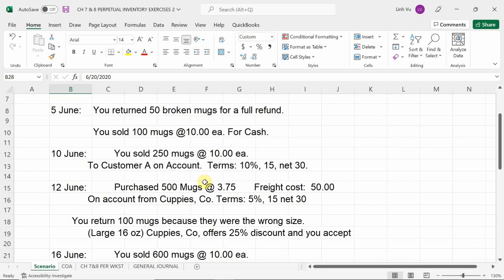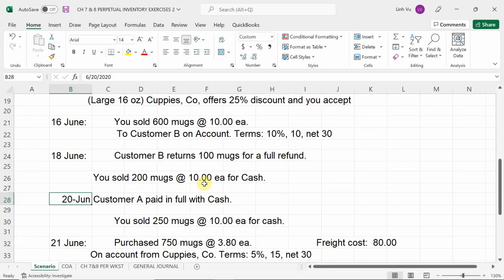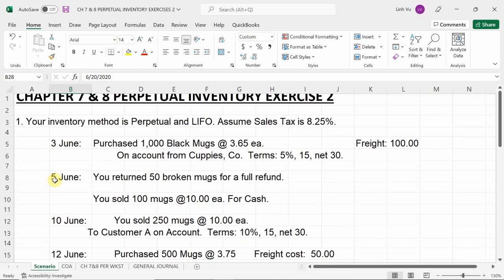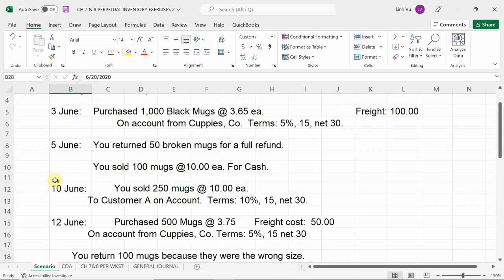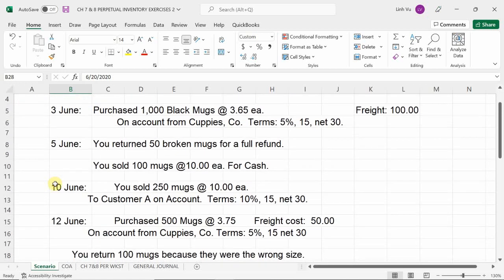No. So if customer A is deciding to pay on the 20th of June, did customer A make the discount period, yes or no? Yes, they did. So we need to take a look at customer A's information to see how much we're going to give her as a discount, because we offered her a 10% discount on her total sales.